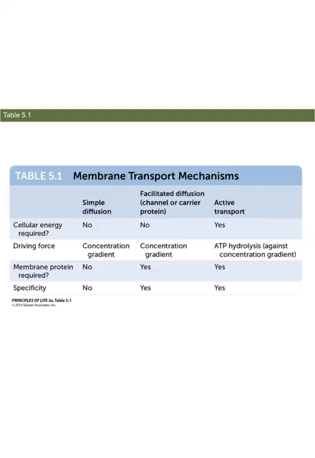Active transport, which is what we're focusing the bulk of our time on today, does require energy because instead of moving in the direction of that concentration gradient, we are going to do ATP hydrolysis and move against the concentration gradient. So in the direction it wouldn't naturally want to go. Okay, because this is the case, we do need a special protein for this to happen, and those proteins are going to be specific to the molecules that they're transporting across the membrane.